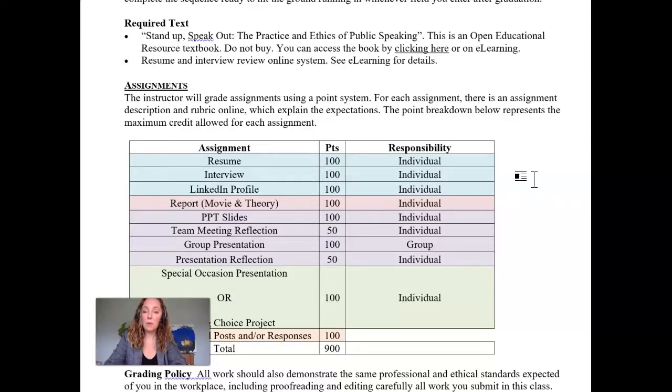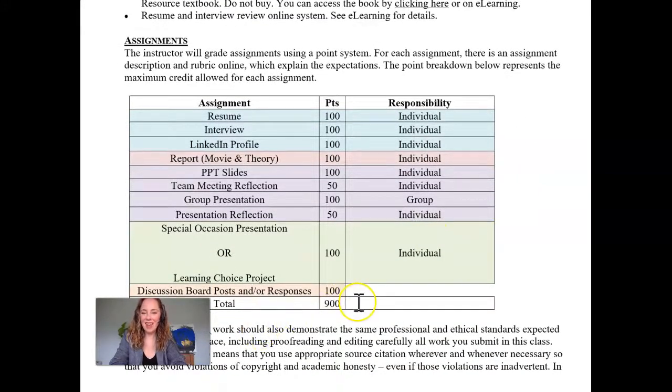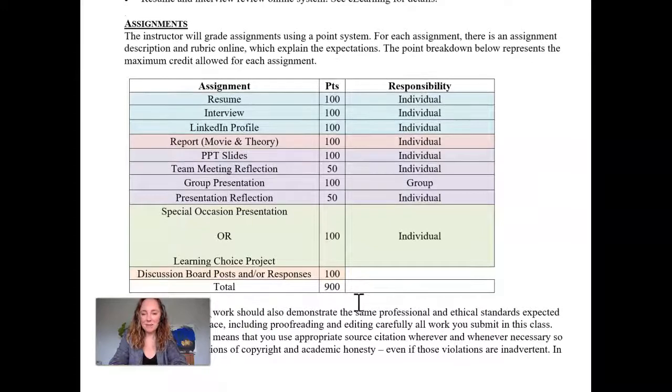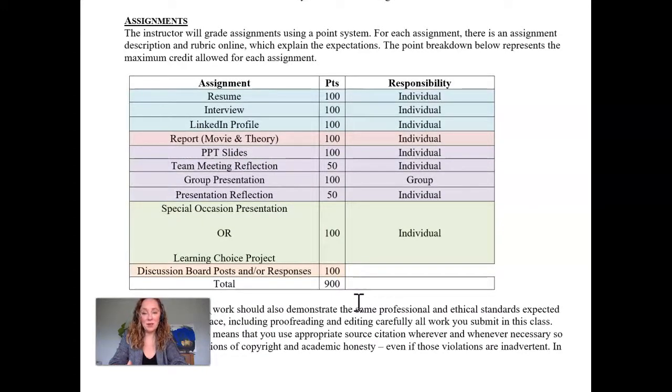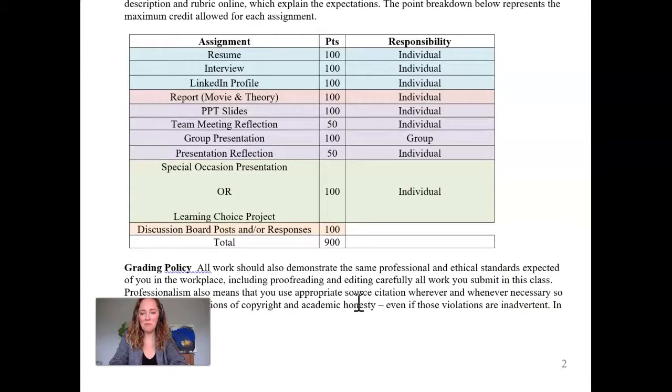The one thing I want to point out about that is with the team project, half of those points are individual and half are for the group. Really a small percentage of your whole grade for this class is a group grade, so that's there. And then we'll end the semester with you pick what you want to do, whether that's a special occasion presentation or a learning choice project, which I've got posted on weeks 9 and 10.